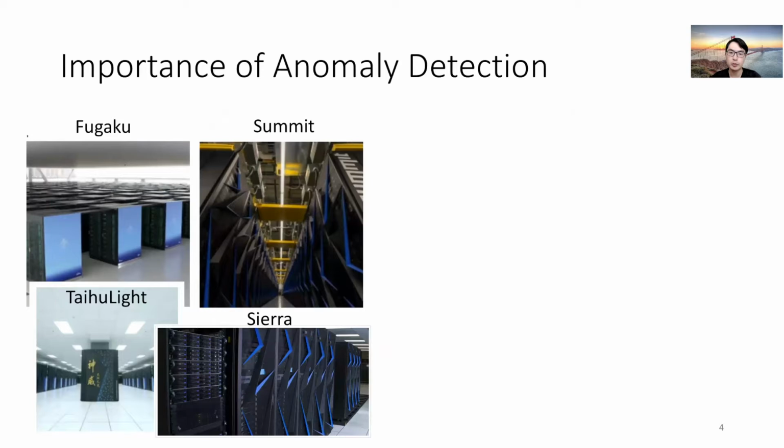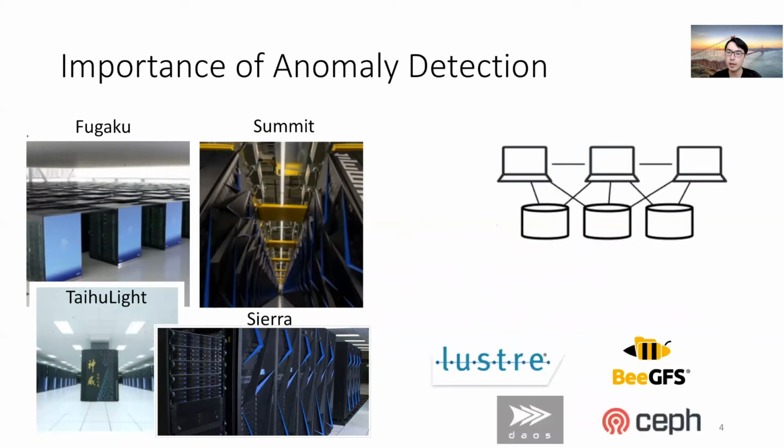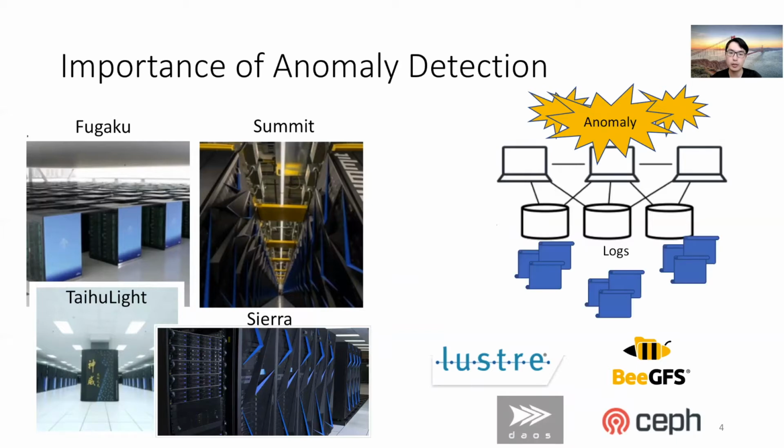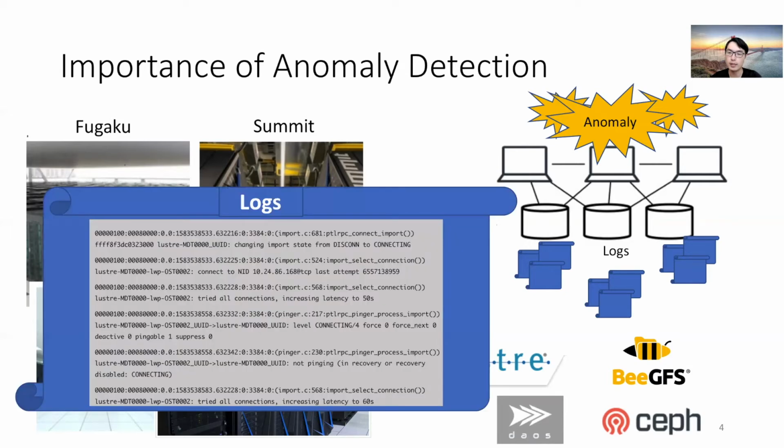Modern HPC systems are growing exponentially. We have many great supercomputers today, such as Fugaku, Summit, TaihuLight, and Sierra. A critical part of them is parallel file systems. But as the scale is growing, there are more anomalies in running parallel file system clusters. Fortunately, parallel file system clusters provide a large amount of logs which record the runtime information. We can detect anomalies by analyzing logs. So log-based anomaly detection is possible and promising.